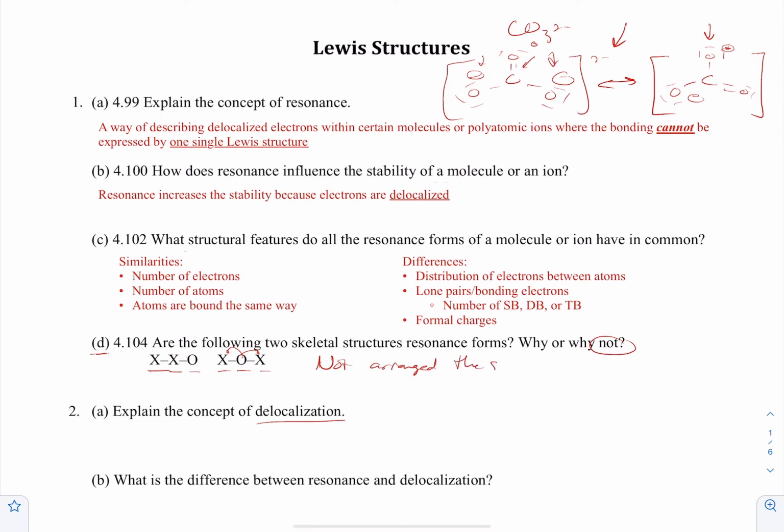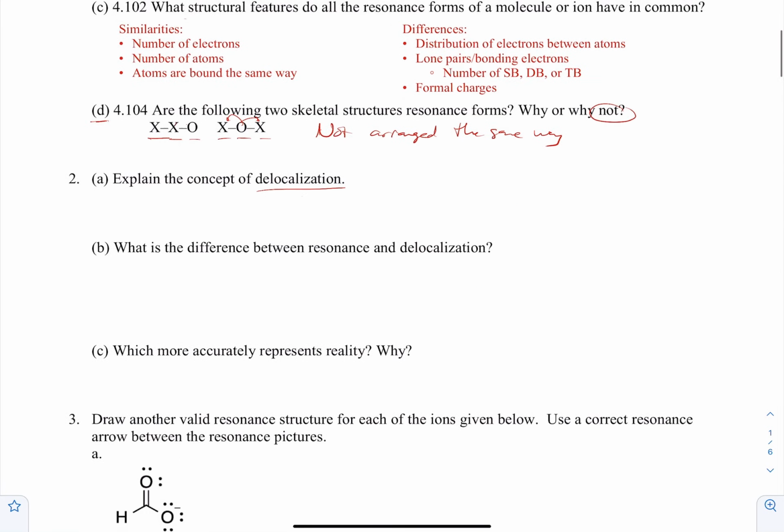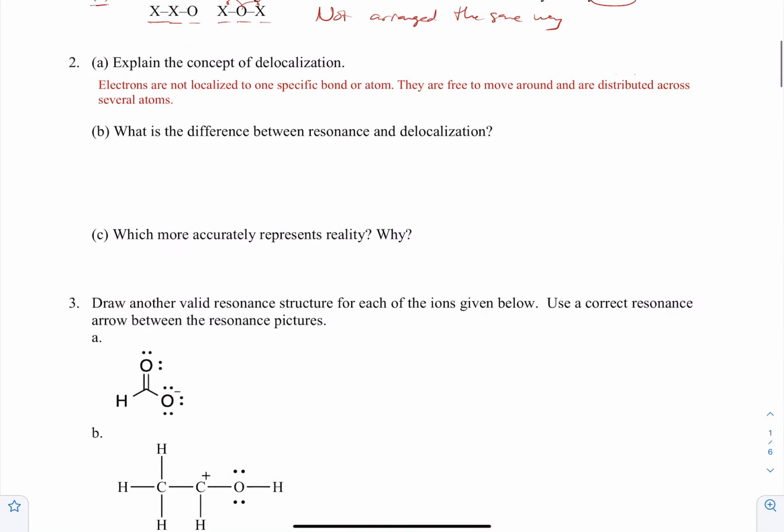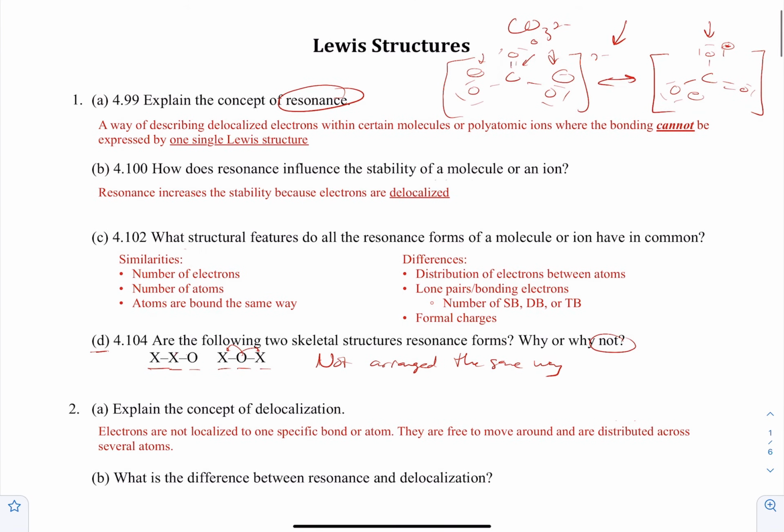Okay, so that's kind of how you want to think about Lewis structures, but in particular resonance structures. Resonance structures are simply just a subtype of a Lewis structure. So number 2 says, explain the concept of delocalization. Delocalization means that electrons are not specifically assigned to any one atom or area. In fact, they are spread over an area to increase the stability. It's always to increase stability.